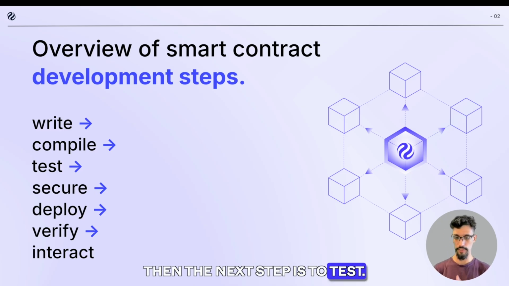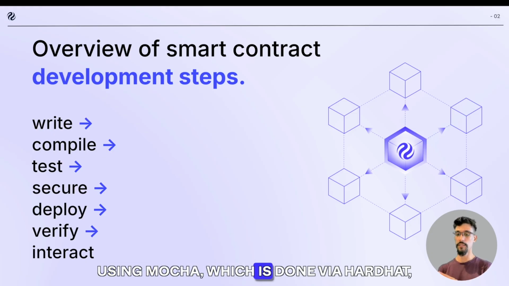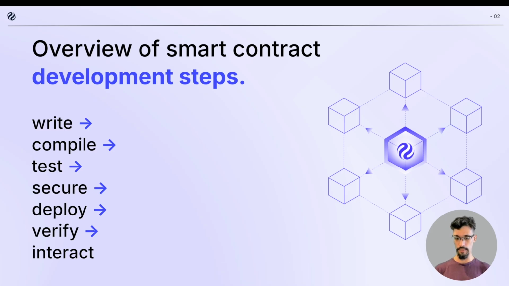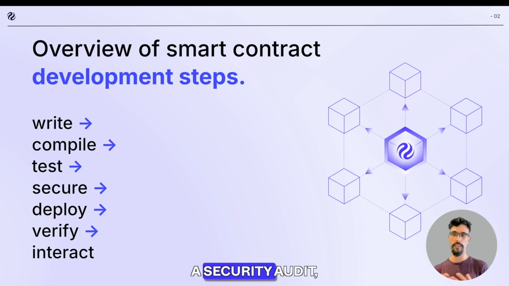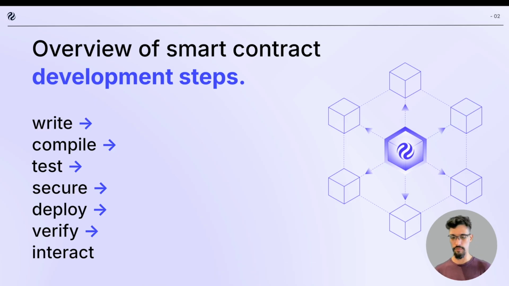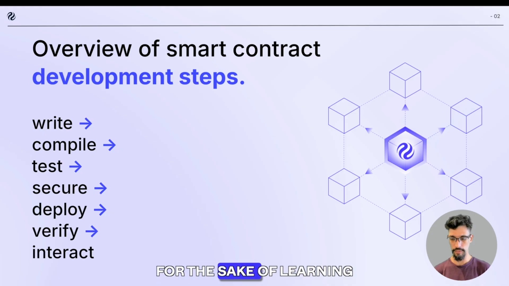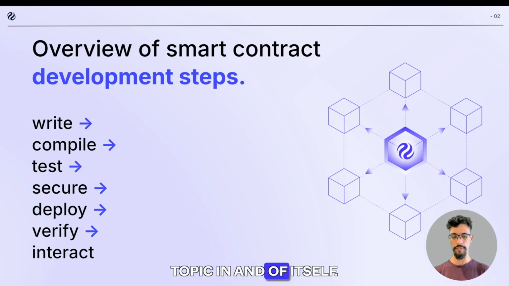Then the next step is to test. So we'll run local tests using Mocha, which is done via Hardhat, to ensure that the logic is correct. Next thing is that we will secure, right? And in this case, we're going to skip it. So in a real project, you'll perform a security audit, but for this tutorial, we won't. So do not skip the step in production, but for the sake of learning, we'll just skip that because that is a very complex topic in and of itself.